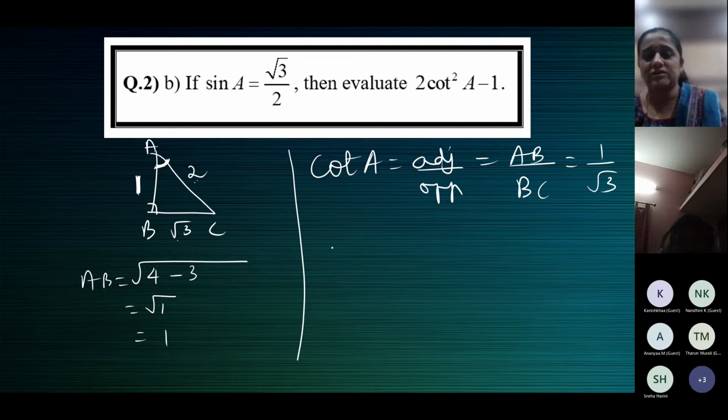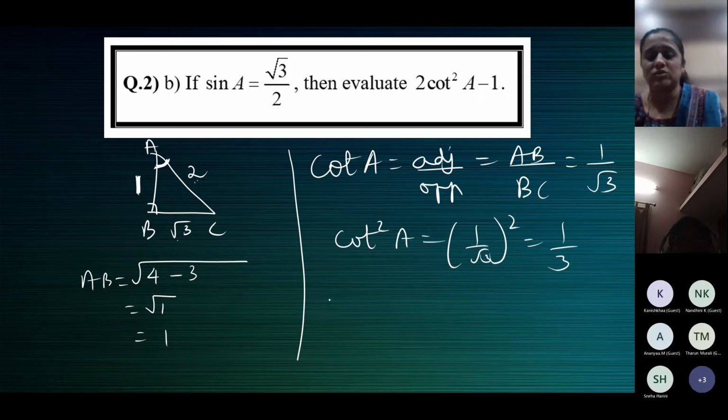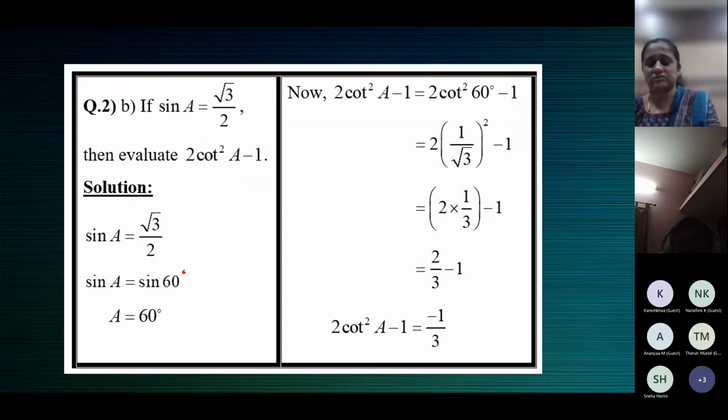And what is cot square A then? 1 by root 3 the whole square, which is 1 by 3. So now substitute that into the same thing. That's what we worked here.